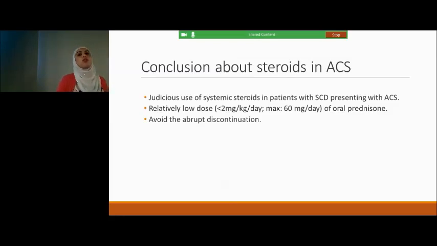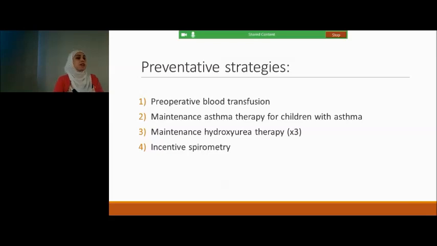And when you use it, you're going to use a relatively lower dose. Try not to use the 2 per kilo like we do for asthma, unless you really need it for a sick kid, and try not to stop it abruptly. So do taper steroids. Although it's a low dose, and there's no other clinical indication for tapering 2 milligram per kilogram per day for 5 days, you're going to taper it in kids with acute chest syndrome to hopefully prevent a rebound crisis.